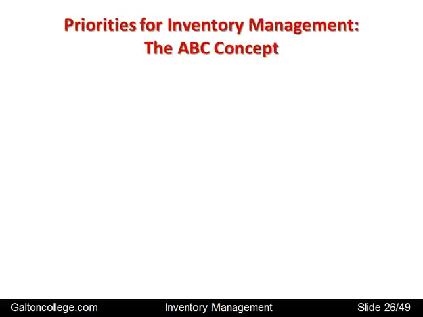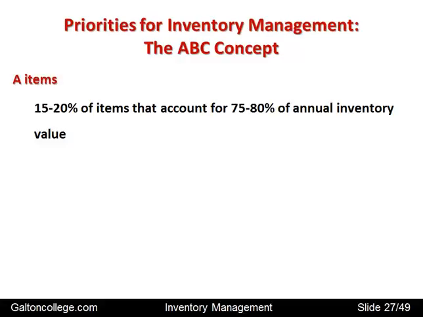Now there are priorities in inventory management, the ABC concept. The A items, well, these are very important. 15, 20% of the items account for around 75 or 80% of annual inventory value. So these are very important items. There's a small number of them, but they account for a large proportion of the budget. So they are very expensive, very important items.